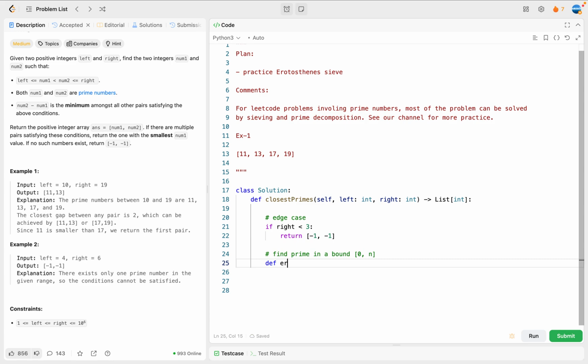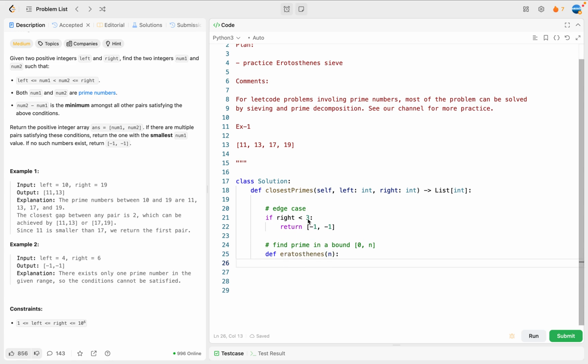So let me write Eratosthenes. Basically, you're given an upper bound, and I want to find all the prime numbers that are bounded above by n, that is, less than or equal to n. First, let's write, for n in the set 0 and 1, there are no prime numbers, so we can just return.